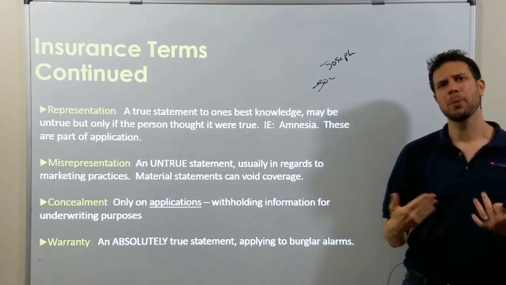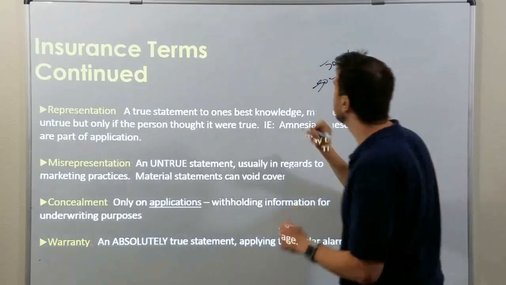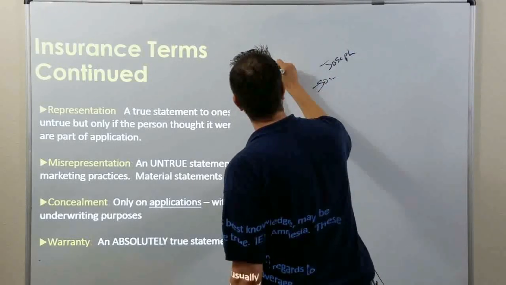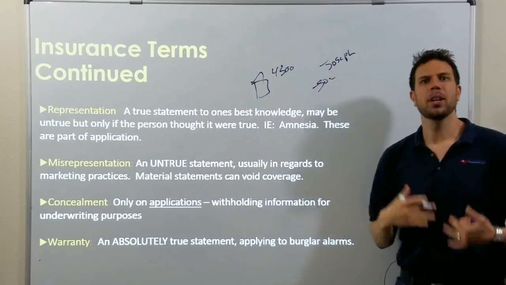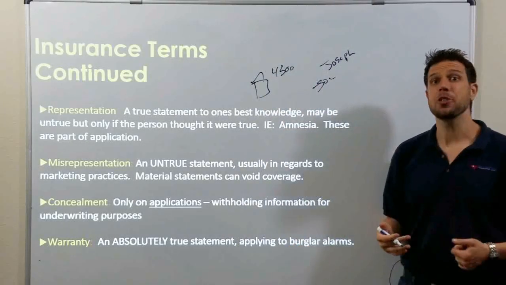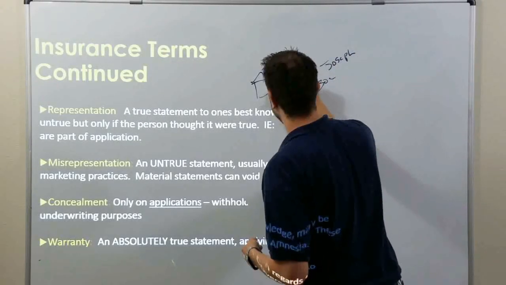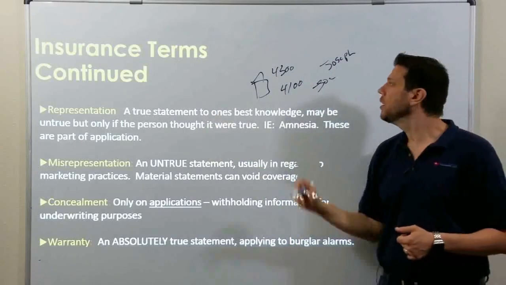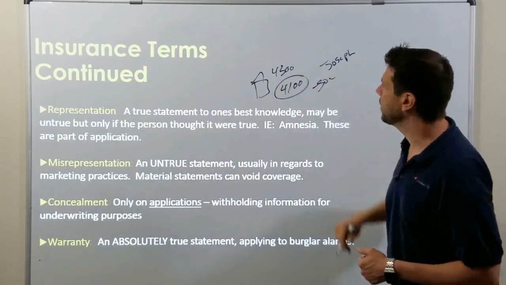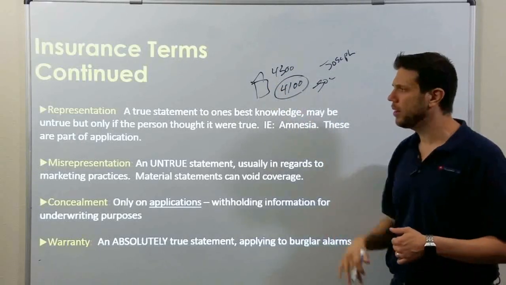So for example, you might ask an insured, how many square feet is your house? And they might say 4,300. But then you pull it up on the taxation website and you find out that the house is actually 4,100 square feet. That's still a representation. The insurance company just fixes it and changes the policy to reflect the correct amount.